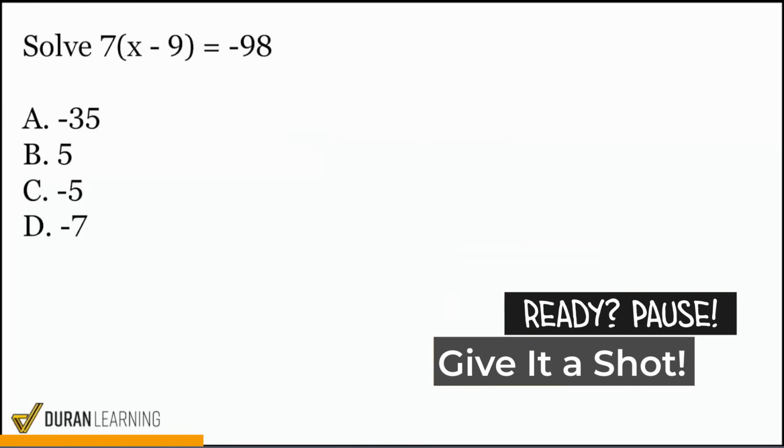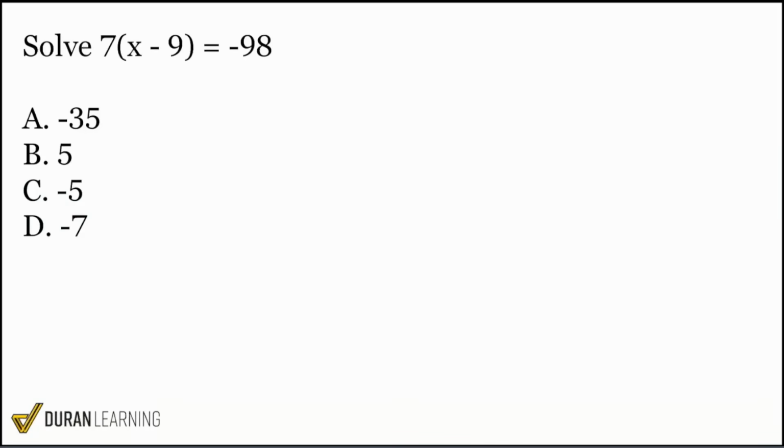All right, next question up, and the question reads, solve this equation, and the equation is 7 multiplied by parentheses x minus 9 equals negative 98. So when we're attempting this problem here, we can clearly see that there's a parentheses right here.